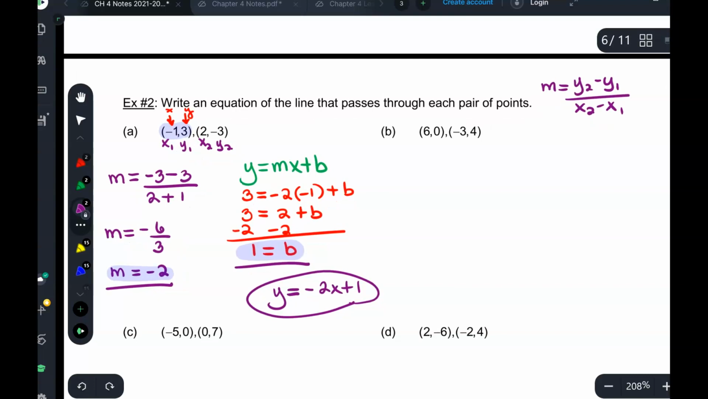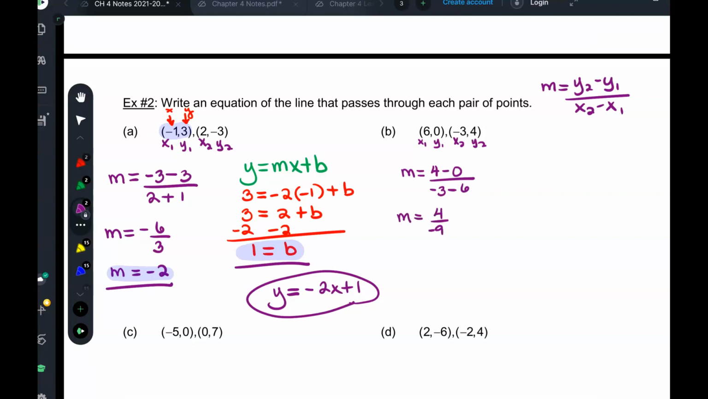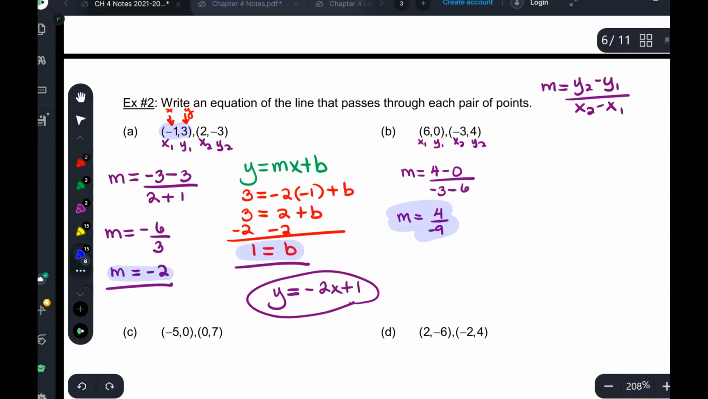Okay, let's try another one. So first I'm going to label x1, y1, x2, y2. So I have m equals 4 minus 0 over negative 3 minus 6. So I get m equals 4 over negative 9. Okay. Now I'm going to pick, so here's my slope. I can choose 6, 0 or negative 3, 4. I'm going to use 6, 0. If 0 is one of the numbers, it makes it a lot easier to substitute in.